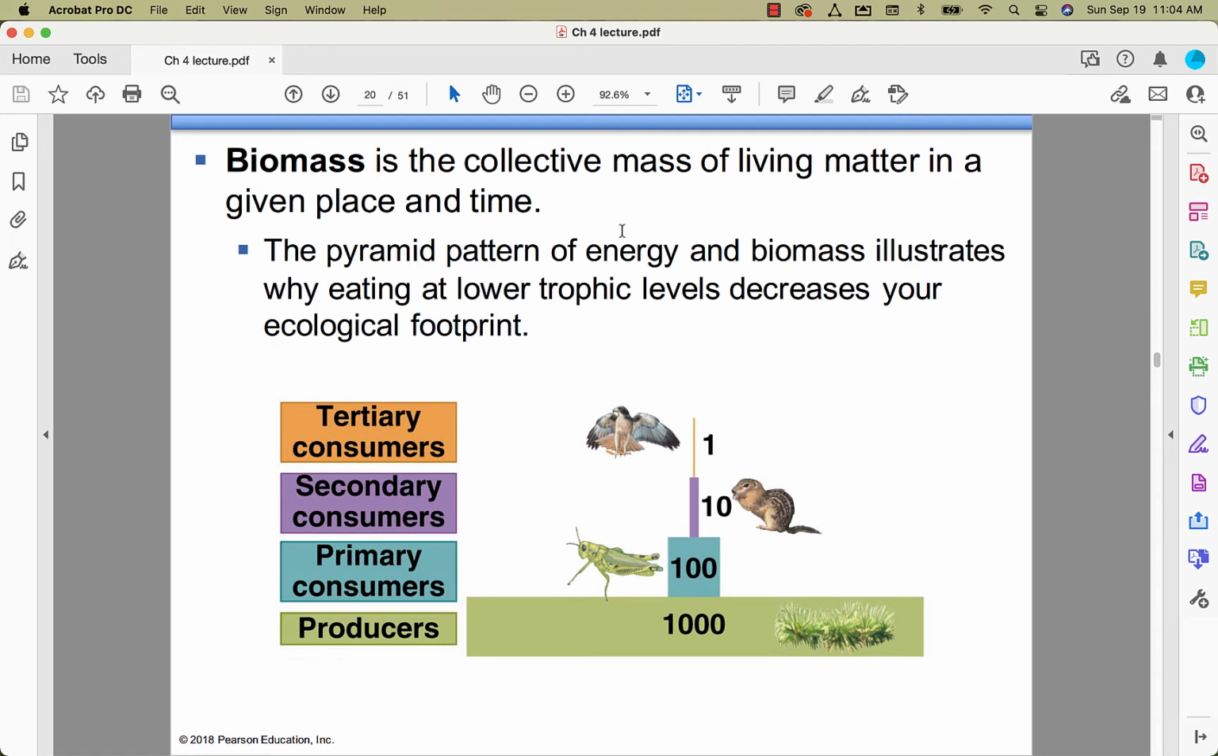Biomass is the collective mass of living matter at a given place and time. So the biomass here in this case is 1,000, right? If we look at this pyramid, this pattern of energy and biomass, it explains why eating at a lower trophic level decreases your ecological footprint. It goes back to the ecological footprint lab that we did. So let's say this is grass, and this is a cow, and this is you. Because if you eat meat, you are a secondary consumer. So it takes energy from the grass to raise the cow, right?